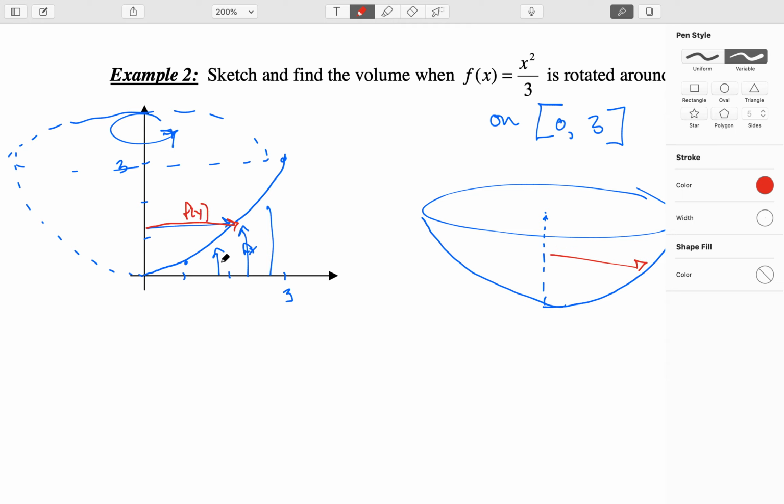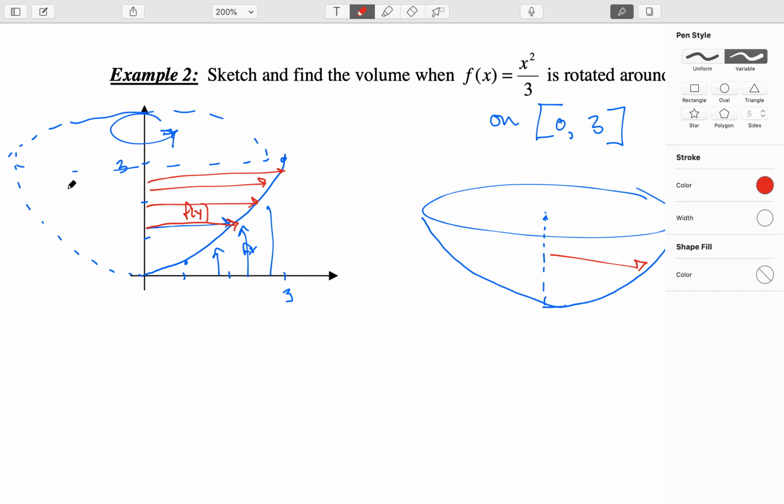F of y isn't the height under the function. Well, f of x is the height under the function. F of y is the height horizontally from the y-axis out to the function. That's the height under, if you want to think about it in terms of y, right? This would be f of y as we're going. Yeah, as we're going along the curve, f of y is getting bigger, right?